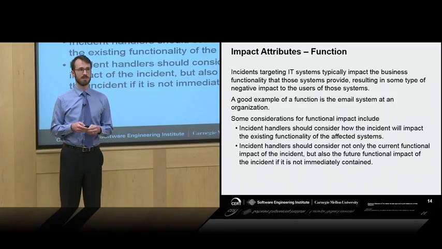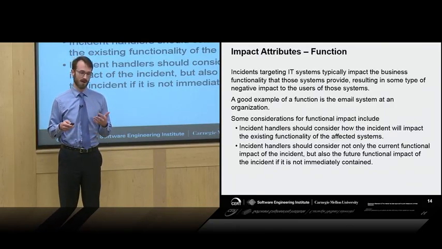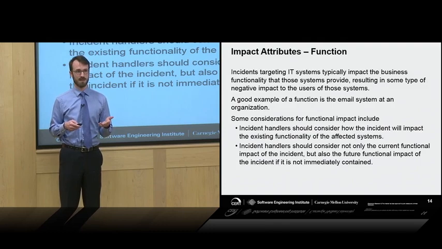All right, so incidents targeting IT systems typically impact business functionality to those systems they provide or those systems that they create dependencies to. So a good example for this is any communications or email system in an organization. The failure of those systems can have an impact on the function of many dependent systems that exist above them.